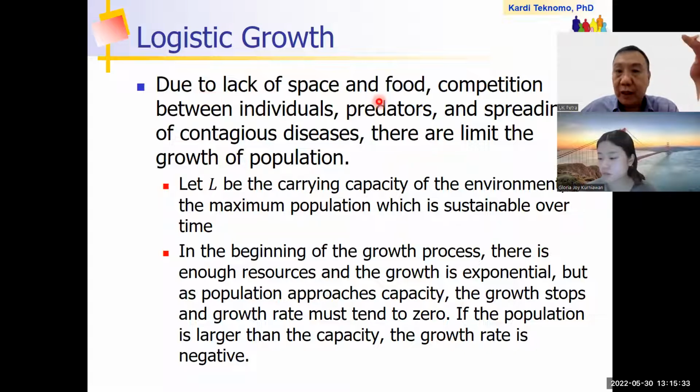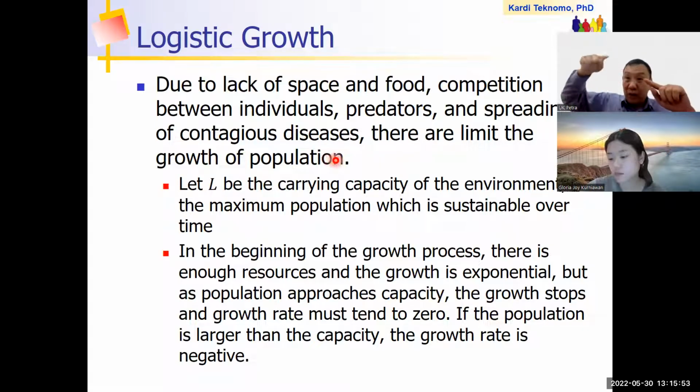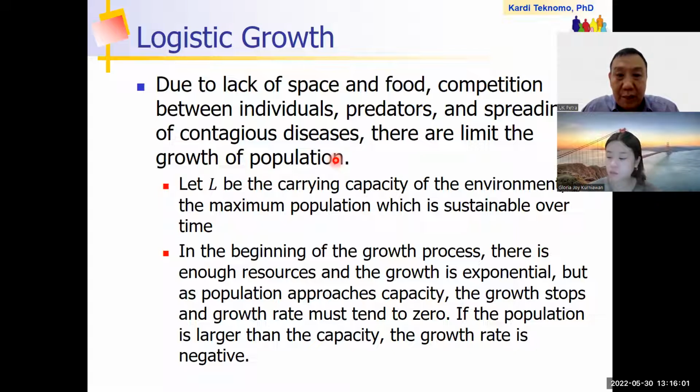Due to lack of space and food, competition between individuals, maybe because of the predator, maybe because of spreading contagious disease, there is a certain limit in the growth of population. Earlier we saw the growth is unlimited, right? So you will see exponential. But actually there is some limit. Let's call this limit the carrying capacity of the environment, L, the maximum population which is sustainable over time.